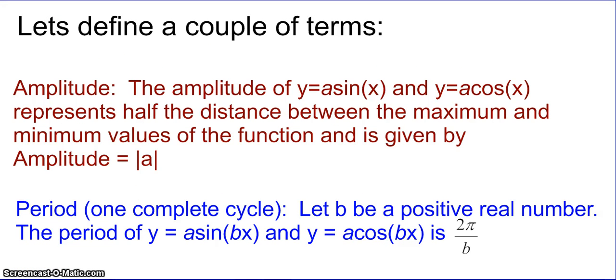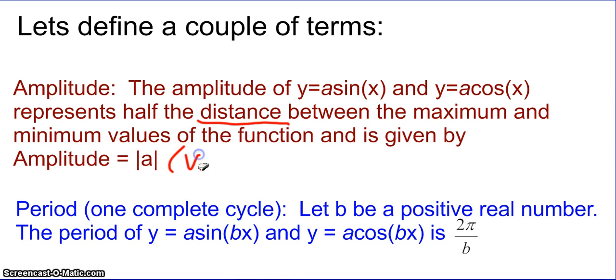Okay, so now we want to go through some definitions. So big one, amplitude. The amplitude of y equals a sine of x and y equals a cosine of x represents half the distance between the maximum and minimum values of the function, and is given by amplitude equals the absolute value of a. So notice a key thing here is that it represents a distance. So amplitude is always going to be a positive value. A does not necessarily have to be a positive value.